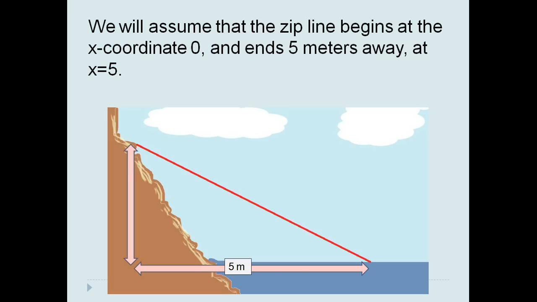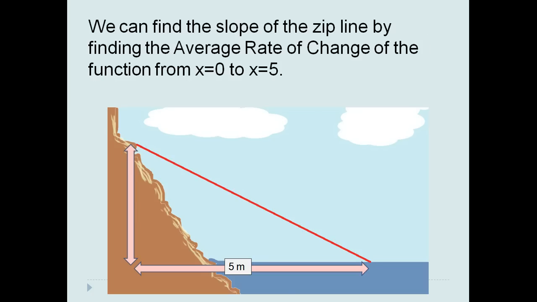So now we're going to assume that the zip line begins at the x-coordinate 0, and that it's going to end 5 meters away at x equals 5. And we can find the slope of the zip line by finding the average rate of change of the function from x equals 0 to x equals 5.